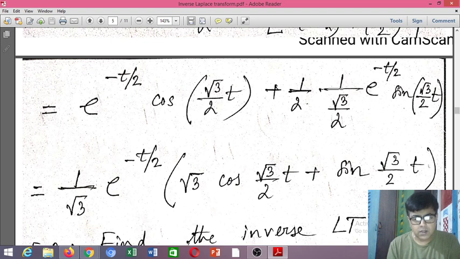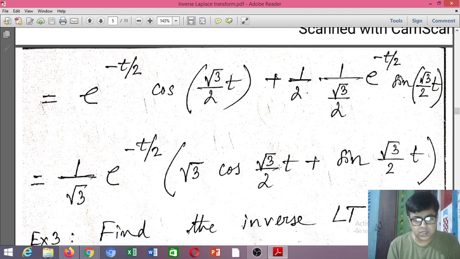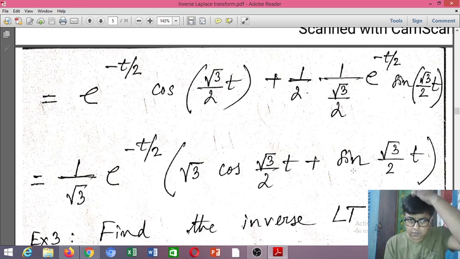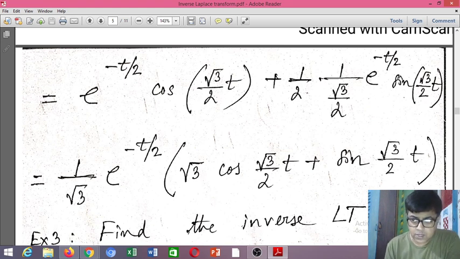And if you do that, you will get the answer in this simplified form: root 3 cos(root 3 by 2 t) plus sine(root 3 by 2 t). So that's the way we solve the second problem. You see, it's a bit different from the first problem. In the first problem, we were able to get s square minus a square directly. But here, we have to modify this a little bit by adding some terms in between.